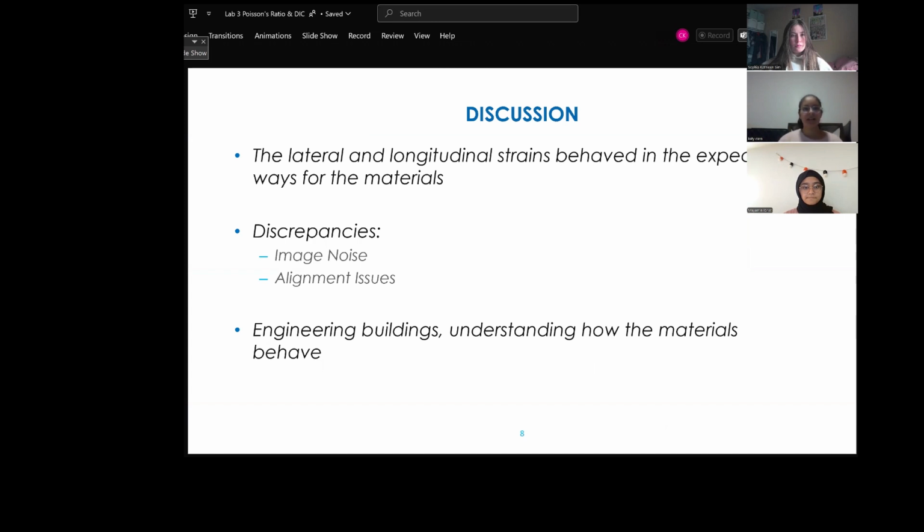So we did have some minor discrepancies when taking the measurements of our samples. There were some imaging issues and alignment issues. Also with our aluminum, specifically the first one broke because we were too fast. And the second trial aluminum didn't have any change, so we had to redo it because we had placed it wrong in the machine.